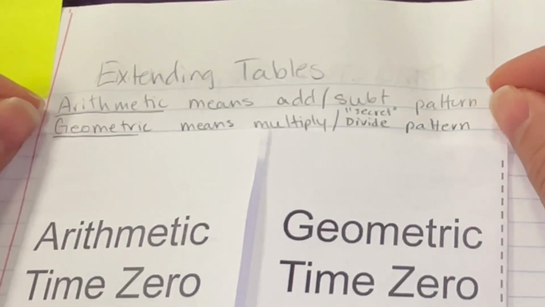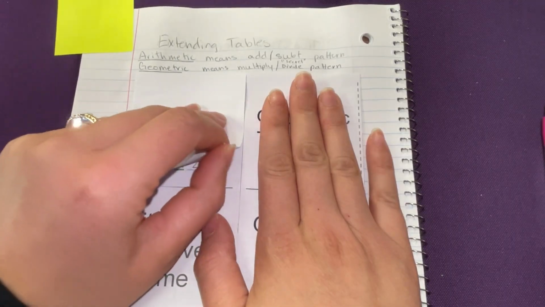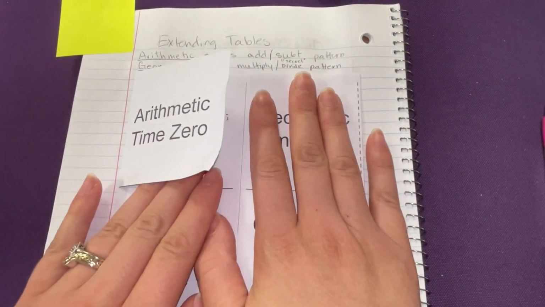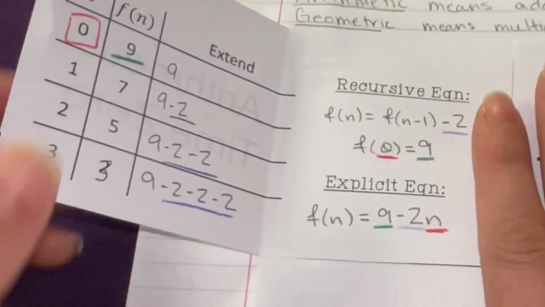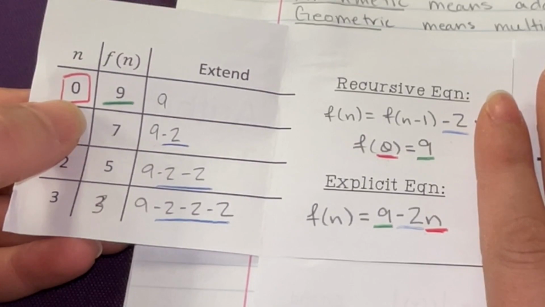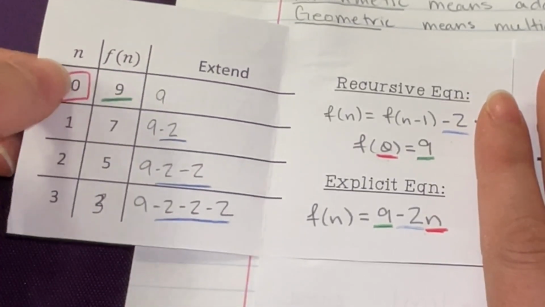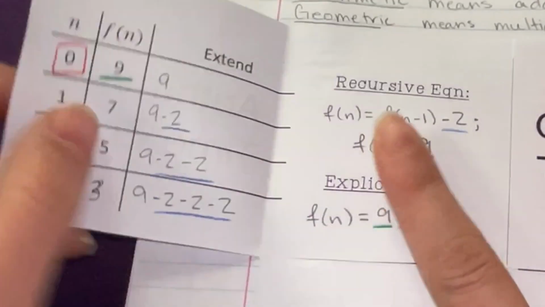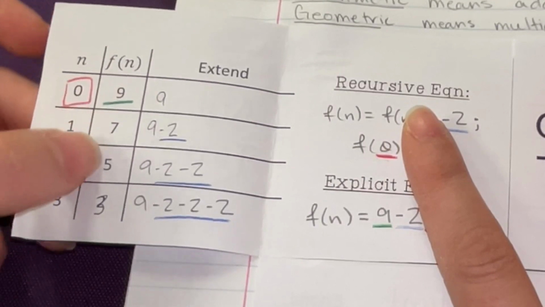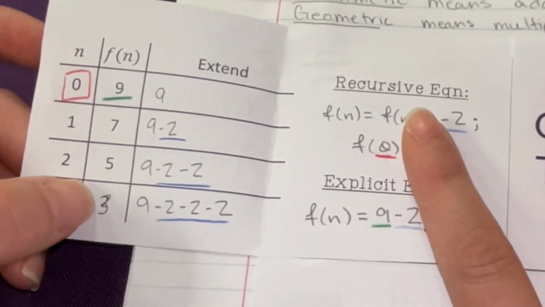Make sure you write this up top here so that you have space to glue in your guy later. So first things first, we have an arithmetic starting at time 0, okay? So it is starting at time 0 because that first x or that first n value is a 0. So that's why it's considered time 0, okay? And then here's my pattern as we go down. We got 9, 7, 5, 3, okay?